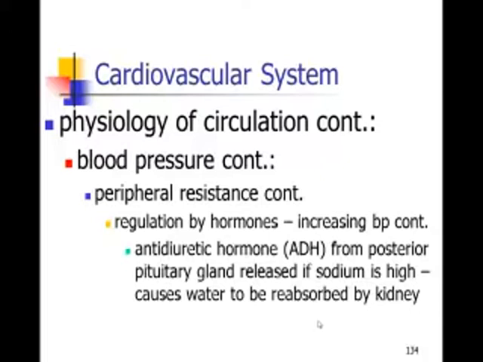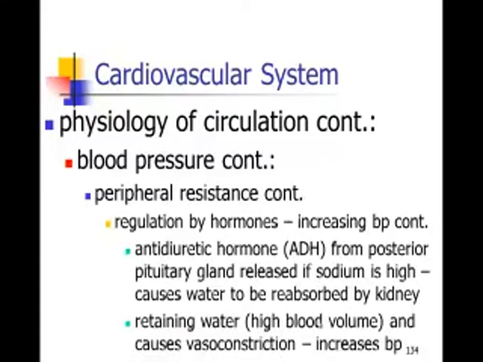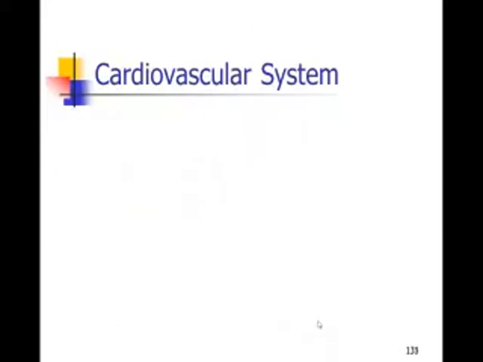We also have another hormone, antidiuretic hormone, ADH, that's released from the posterior pituitary gland. That's released if sodium is high, and that causes the water to be reabsorbed by the kidney to dilute the sodium. Effectively, that's what happens. Anti means against, right? And diuresis is the release of urine. So ADH reduces the amount of urine that's being produced. So if you have high blood volume being retained, that's going to cause vasoconstriction, and the vasoconstriction is going to increase the blood pressure.